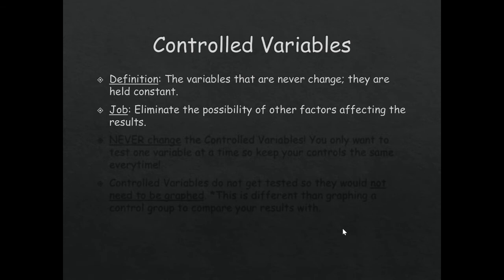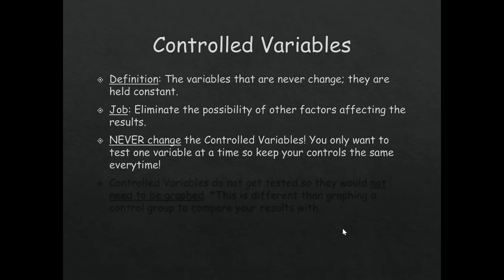So, this job of the control variable eliminates all possibilities of a different variable interfering in our experiment. So, guys, never, ever change the controlled variables. You want one test per experiment. You're not going to get good scientific results if you start testing two things at a time. So keep your controls the same every single time.